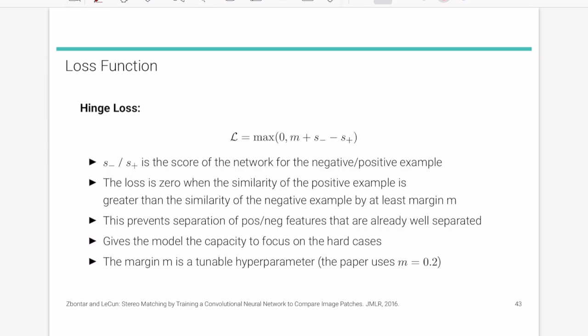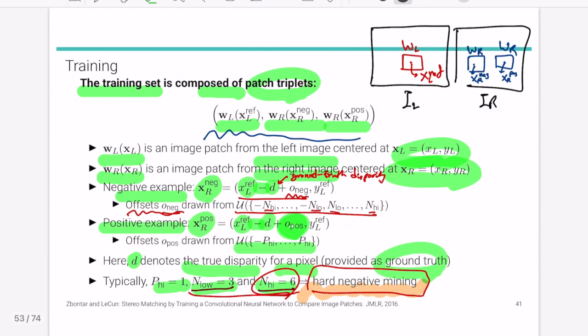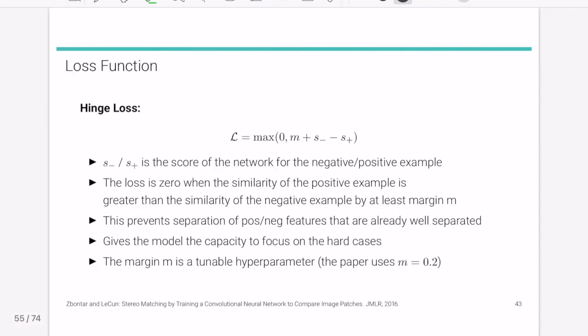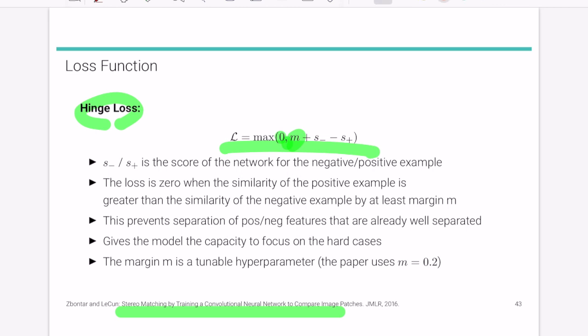Then finally, we need some loss function to train the model with such a triplet dataset. In the original MC-CNN paper, Stereo Matching by Training a Convolutional Neural Network to Compare Image Patches, they use a hinge loss defined like this. L is equal to max(0, m + S minus - S plus). M is a constant.